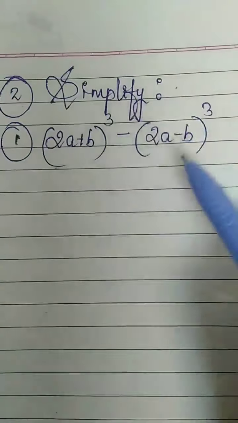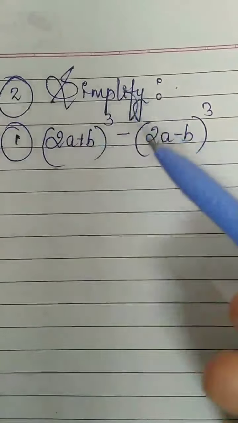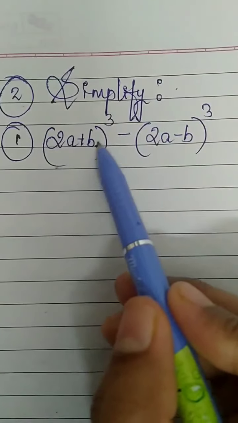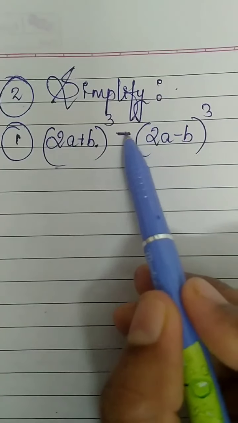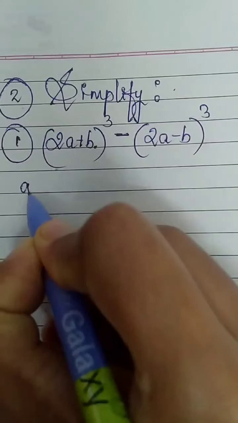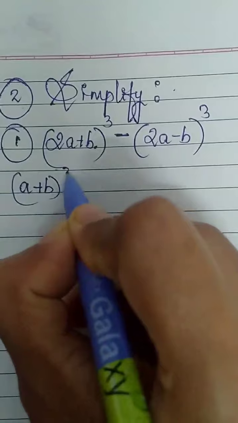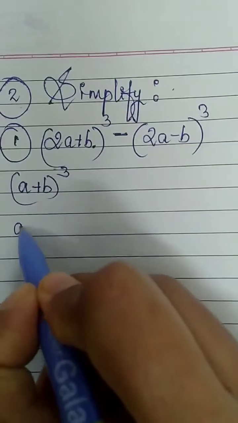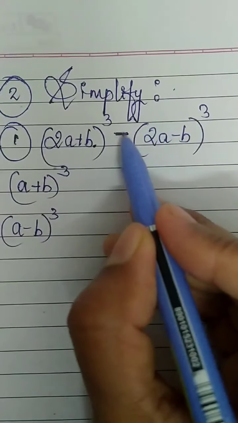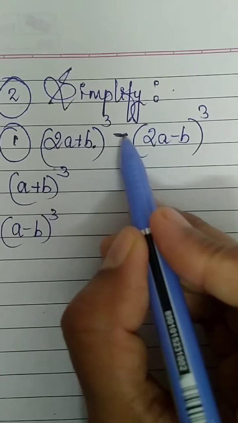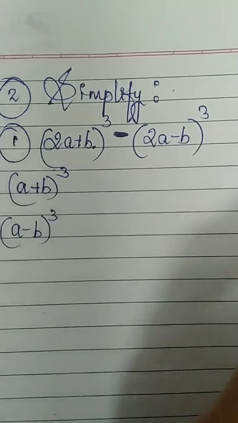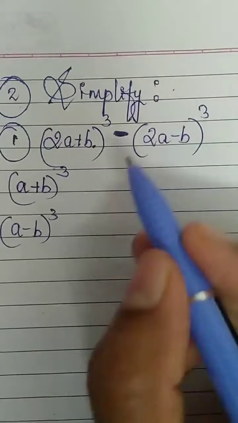Here we use the same formula, but maybe we have to use it 2 times, as you can see in this question. There is (2a plus b) the whole cube minus (2a minus b) the whole cube. So here we have to use both formulas, the (a plus b) the whole cube formula here and the (a minus b) the whole cube formula here. And remember, we have a minus sign. Minus sign is very dangerous. If you have a minus sign, when you open the bracket, all the signs will change. That one thing you have to remember.